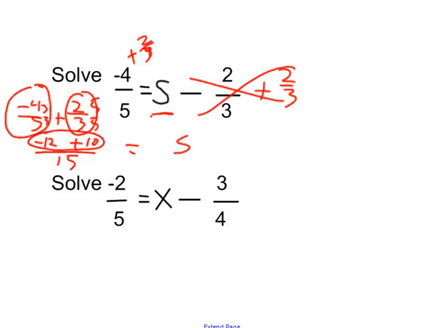So I have negative 12 plus 10 over 15. Well, negative 12 plus 10 is equal to negative 2. So I have a negative 2 over 15, and that's my answer for this problem.